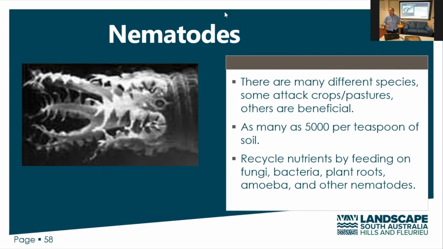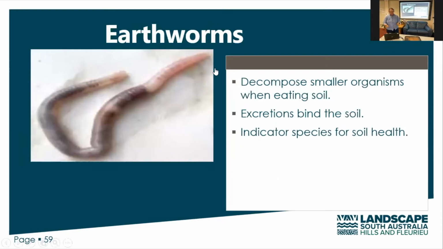So getting into things that we can see with the naked eye now, earthworms, they decompose smaller organisms when they eat through the soil. They also take in things like leaves, roots and so forth, take them in, digest them and break them down. Their excretions help to bind the soil. They actually have an amazing variety of antibiotics in their gut, which I suppose they need because they eat bacteria and so forth and they don't want to be poisoned by them. And vermicompost, that is the compost that's been through earthworms, is very rich in plant growth promoting products.